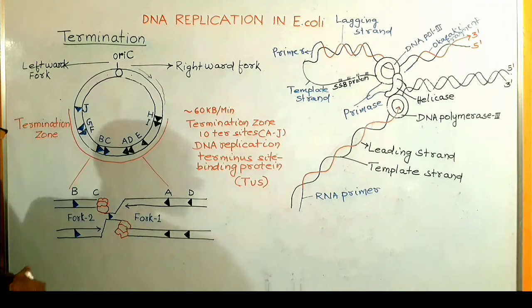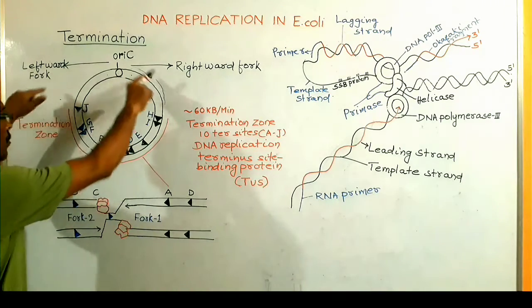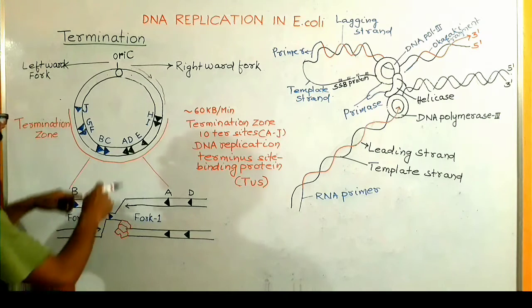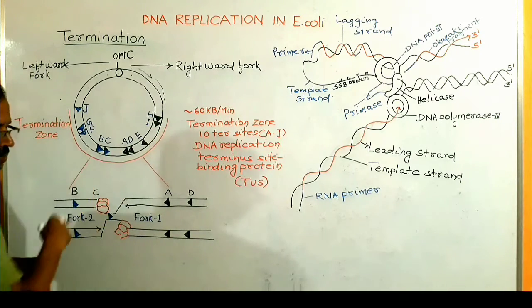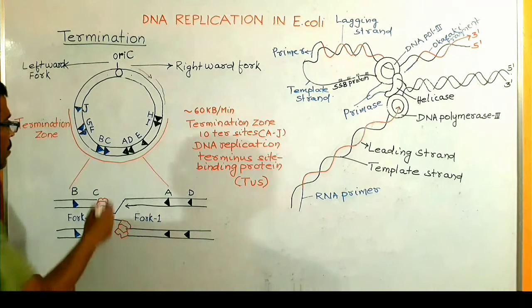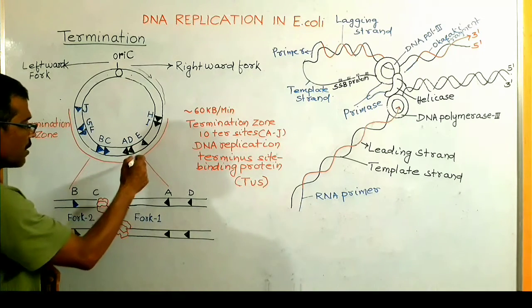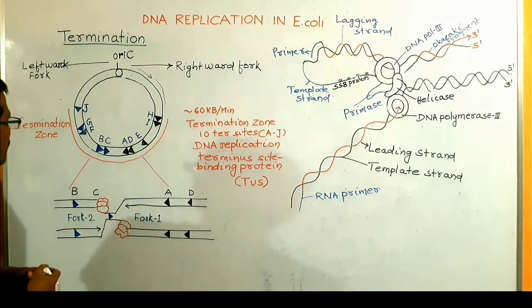So there are two replication forks, they move in opposite directions and at last these two replication forks meet. When the two replication forks meet, DNA replication is terminated.